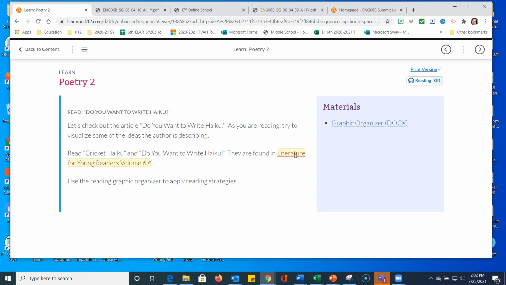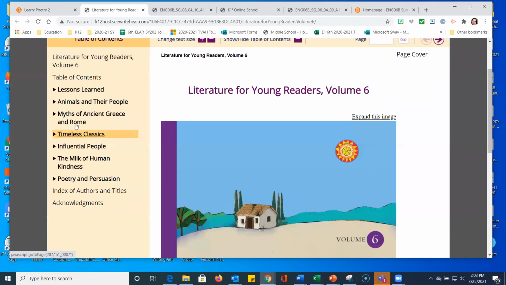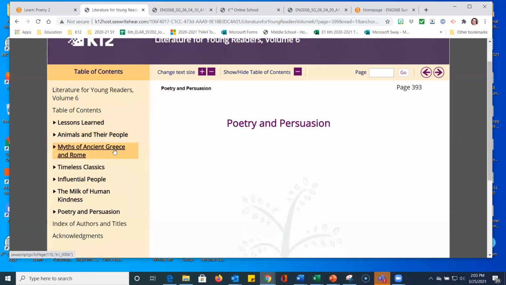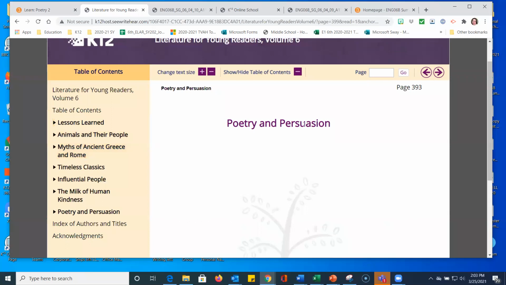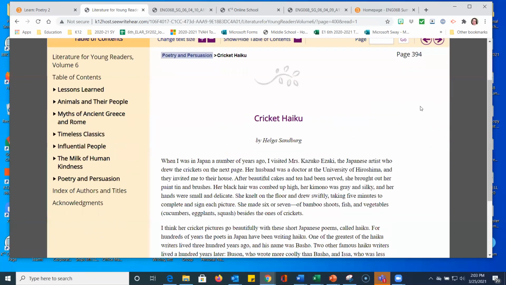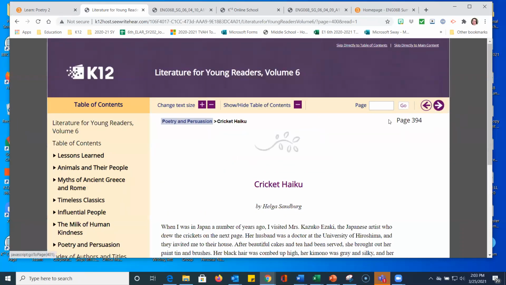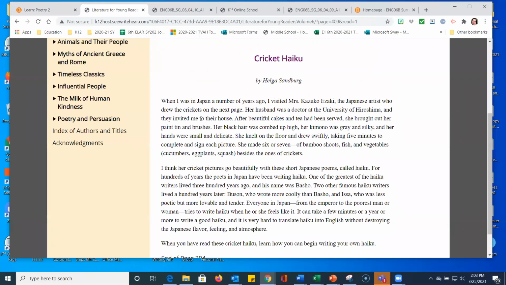And then I'm going to click on this literature, and you may have to search a little bit because it may not take you exactly where we are. You need to remember that you're in Unit 2, Poetry and Persuasion. So we're going to click there first, and then go down to the haiku. Once you get to Poetry and Persuasion, you just click this next arrow, and it takes you to the Cricket Haiku. So here's the Cricket Haiku by Helga Sandberg.